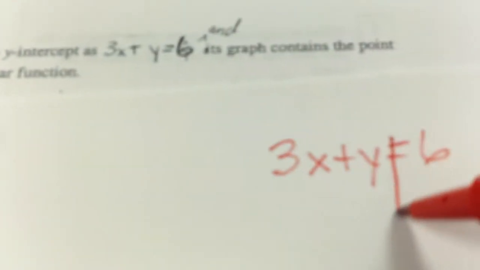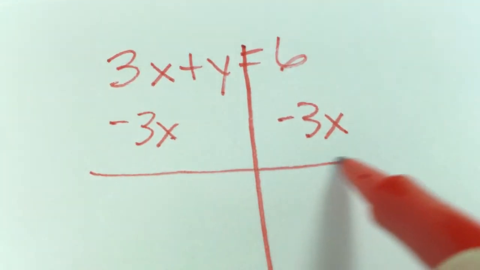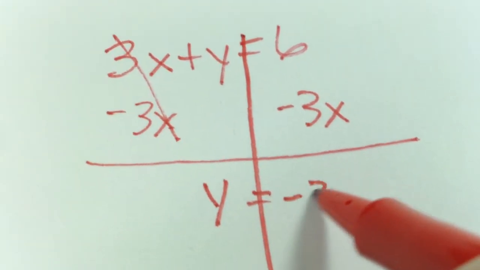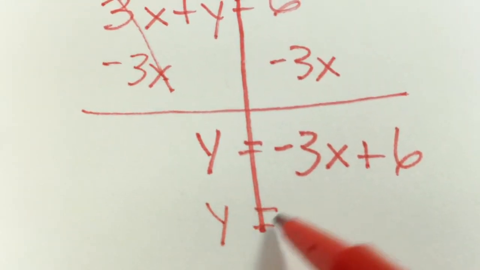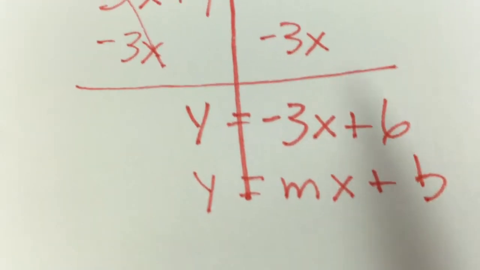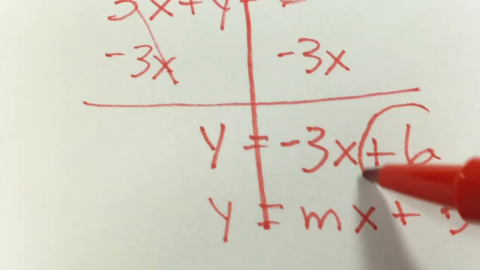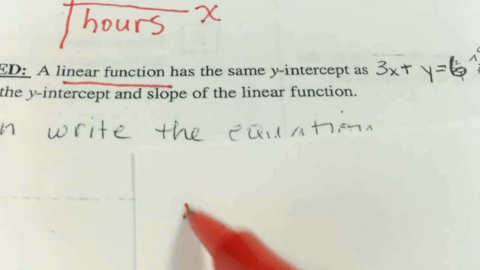Well, let's figure out the y-intercept of this equation. If I get y alone, I have to subtract 3x from both sides. These cancel out, and y equals, bring down your negative 3x first, plus 6. Oh, y equals mx plus b. Well, guess what? The same y-intercept as this equation. This equation's y-intercept is 6. So the y-intercept of our mystery function, this guy right here, his y-intercept is also 6.